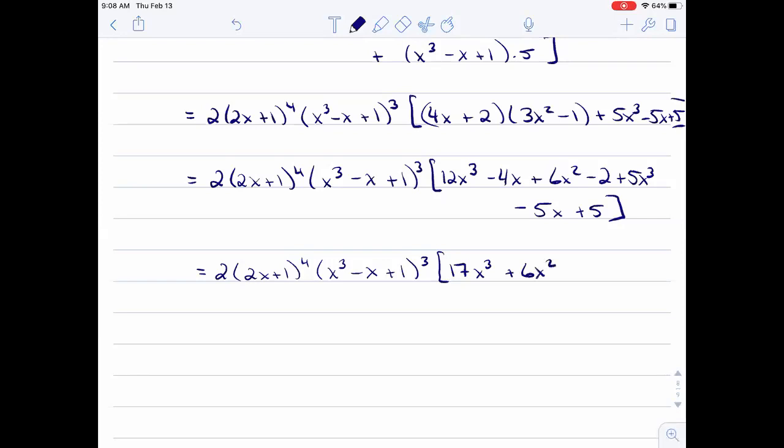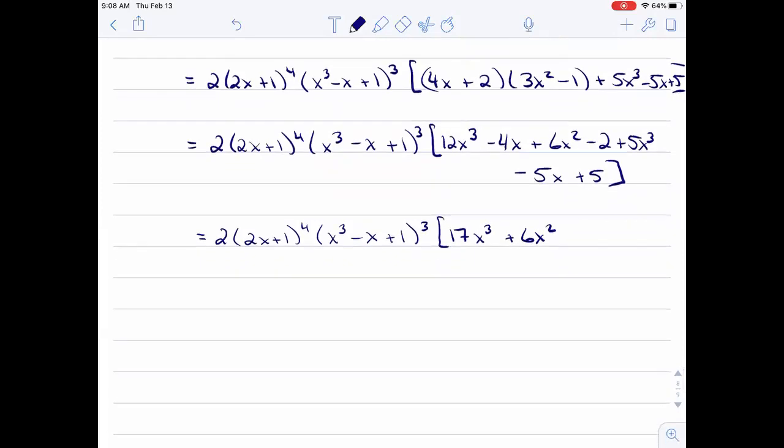Because we always want to write our polynomials, as much as we can, with decreasing powers. So we start with our highest, and then we deal with the decreasing powers. I didn't see the x squared there. So plus 6x squared. And then minus 4x minus 5x puts me at negative 9x. And then negative 2 plus 5, I'm at plus 3. There.